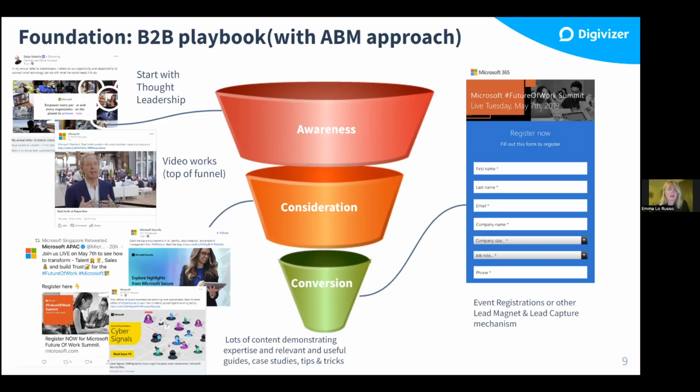And then that consideration, that multi-touch, lots of different types of content that's demonstrating your expertise, your relevance, your generosity in the guides and tips that you give, but also the case studies and testimonials that establish your credentials. And of course, at the bottom of the funnel, because you've now earned it, and they've been interested along the way, and because they've touched that content along the way, then you can offer whatever the conversion is. So that's the B2B model that we recommend.